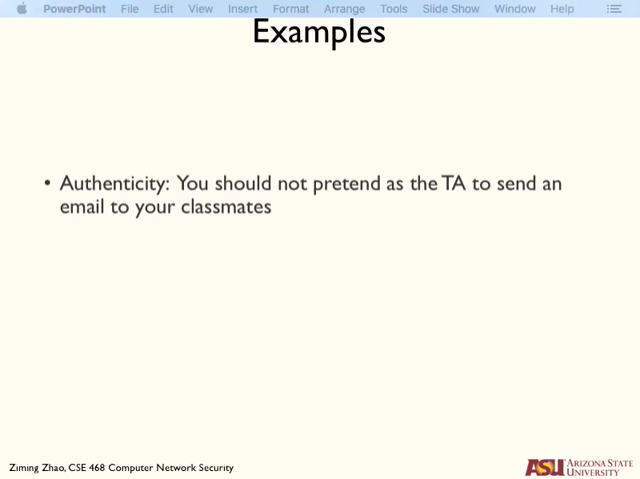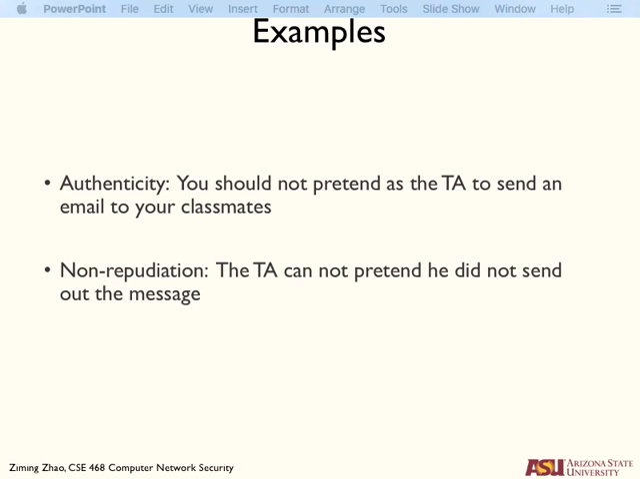So let's use a class example again. Let's say you are not supposed to pretend to be a TA to send an email to your classmates. If you do that, the authenticity of that email is broken because it seems like it's from the TA, but actually it's from a student. And non-repudiation means if the TA or any one of you did send a message, there is no way you can deny that. You cannot say, I didn't send that. There is a way to track that you did send that.